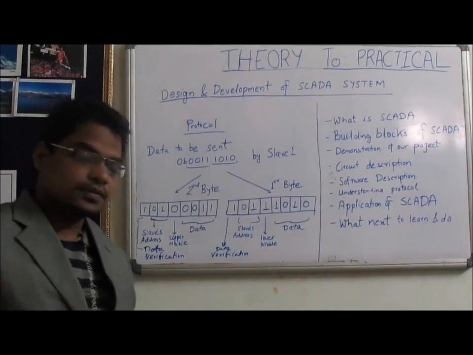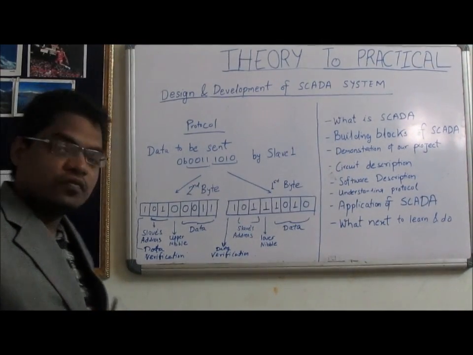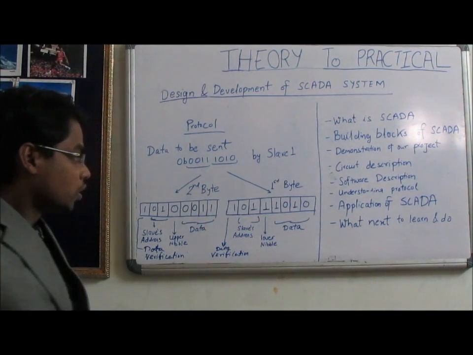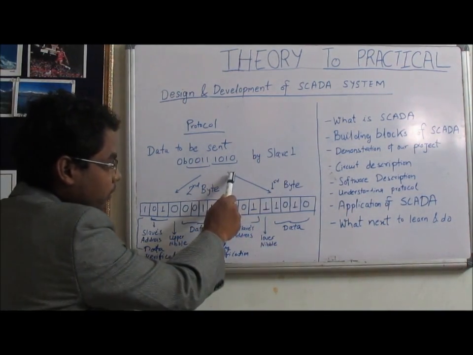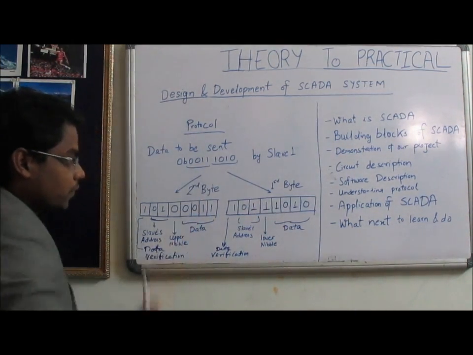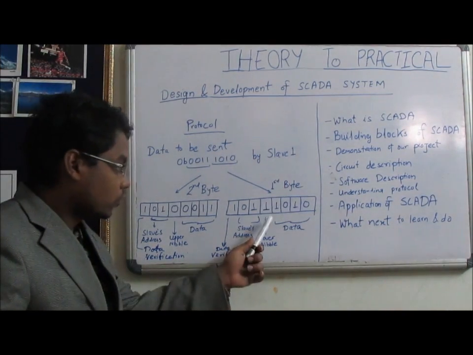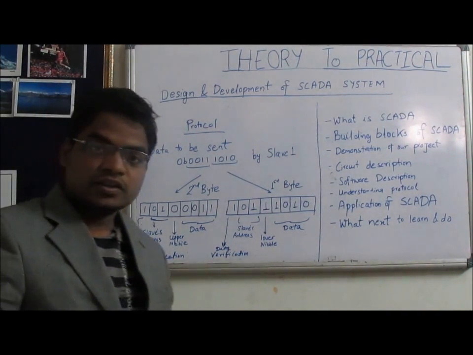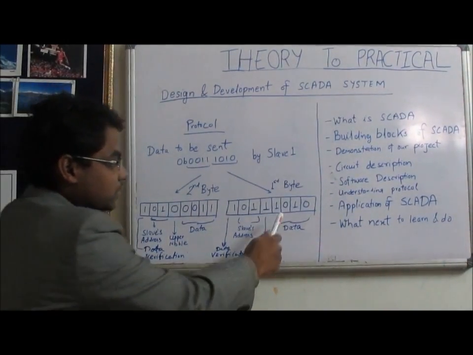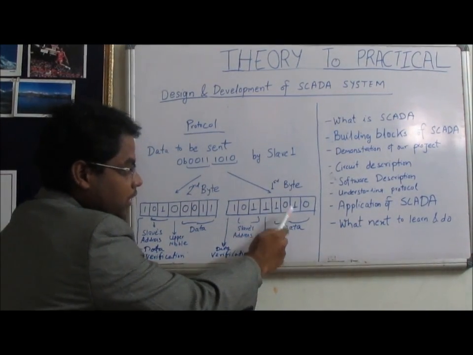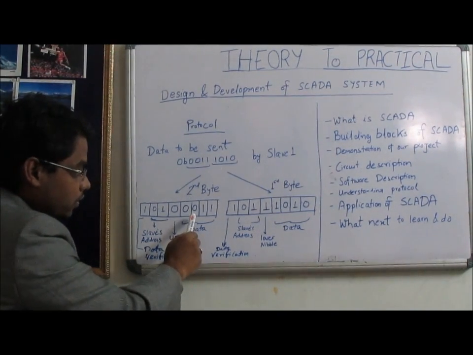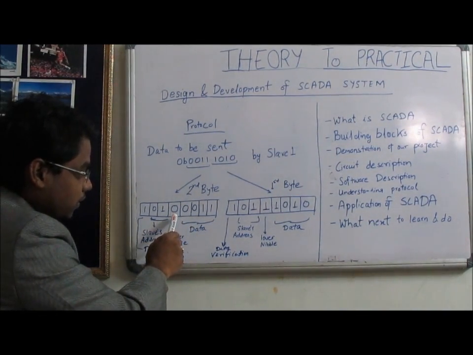Now it will place these nibbles into 2 bytes. This one is the first byte, this one is the second byte. It keeps the lower nibble in the first byte and the upper nibble in the second byte. Now bit 4 indicates the upper or lower nibble. As this corresponds to the lower nibble, it will set 1 here, and as this corresponds to the upper nibble, it will set the 4th bit as 0 here.